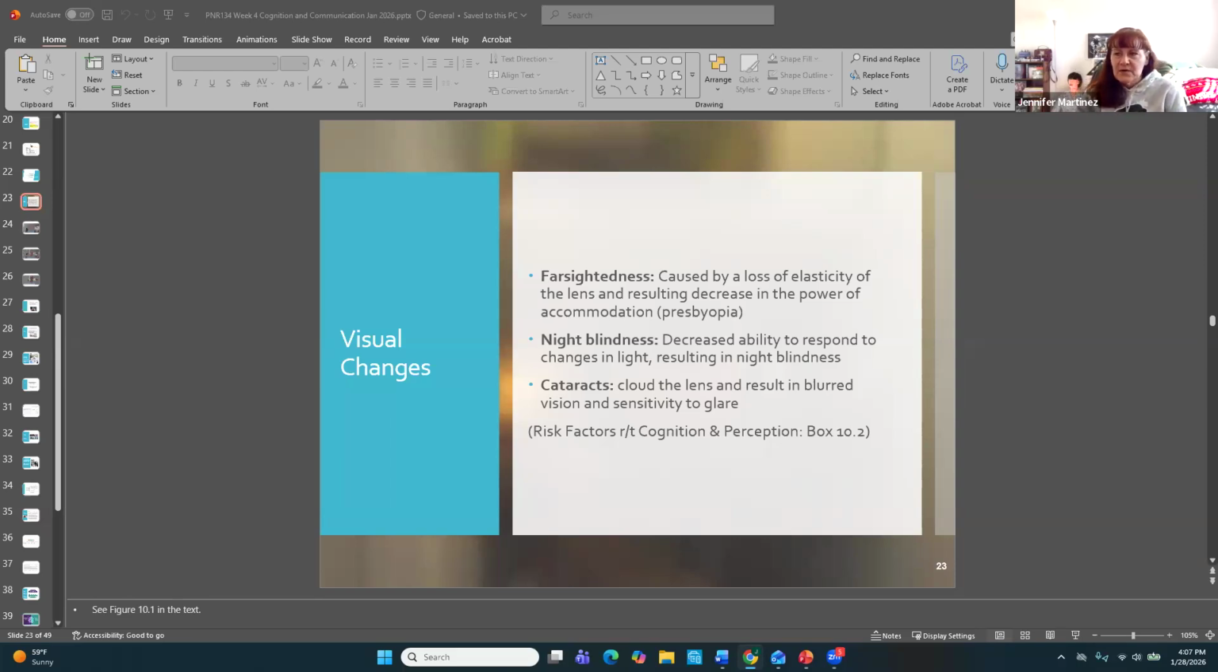So, what does farsightedness mean? If I'm farsighted, what does that mean? You can't see things close up. If something is far away, it's harder for you to see. The closer you are to something, the harder it is for you to see it.